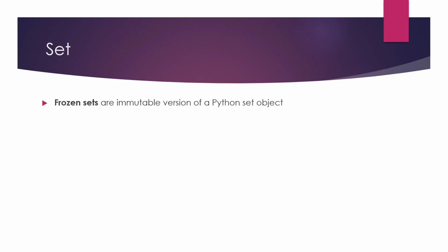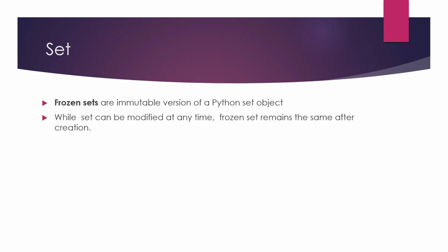Set elements are immutable, but set is mutable because on an existing set we can add elements. We can delete. So frozen set is the immutable version of the Python set object. While set can be modified at any time, frozen set remains the same after creation. But just like set is unordered, even frozen set is unordered.